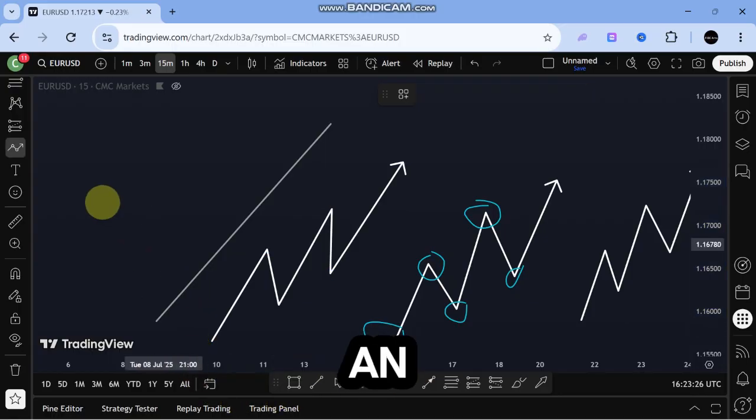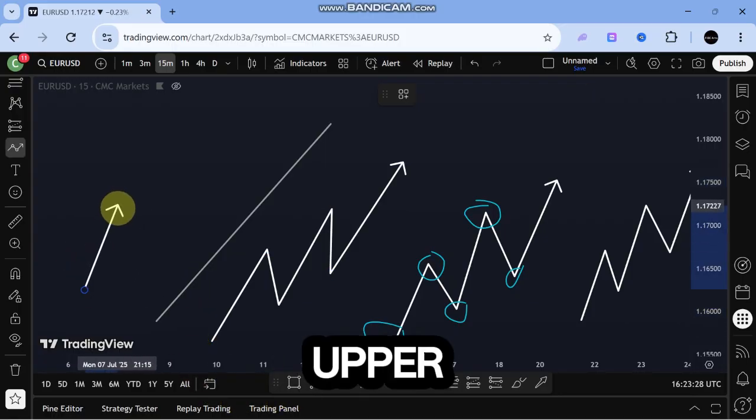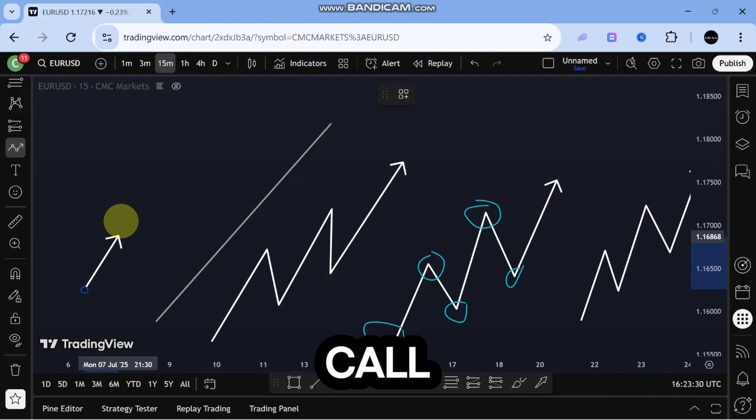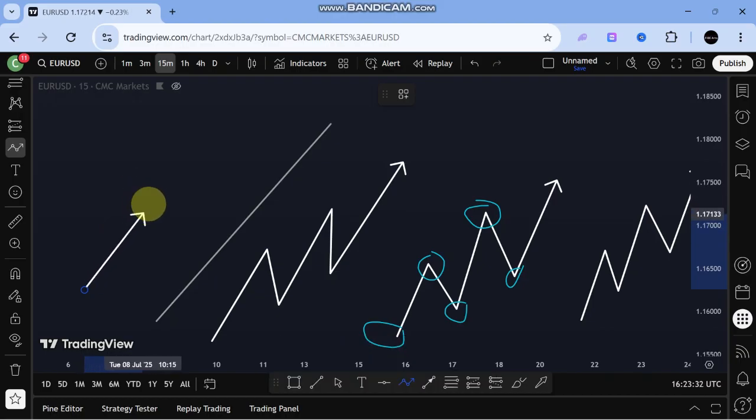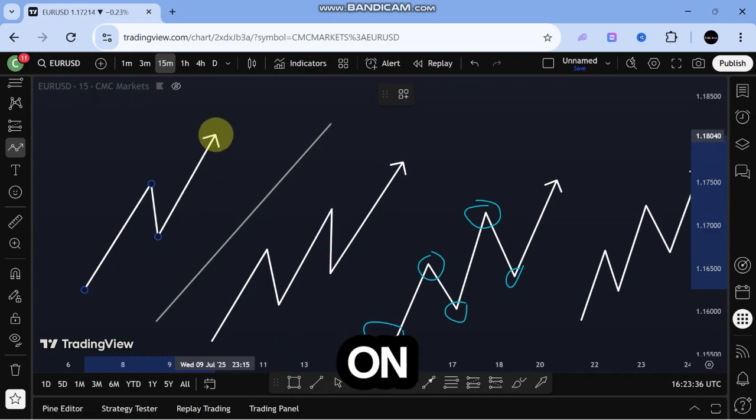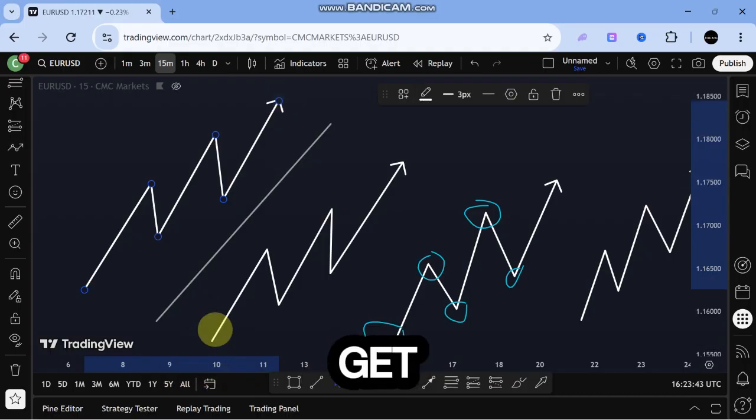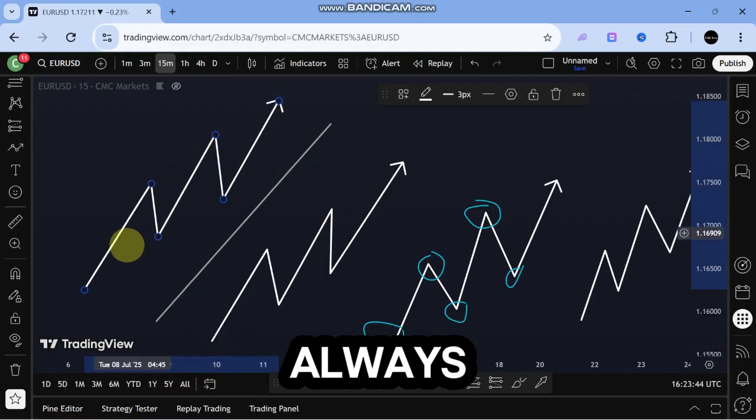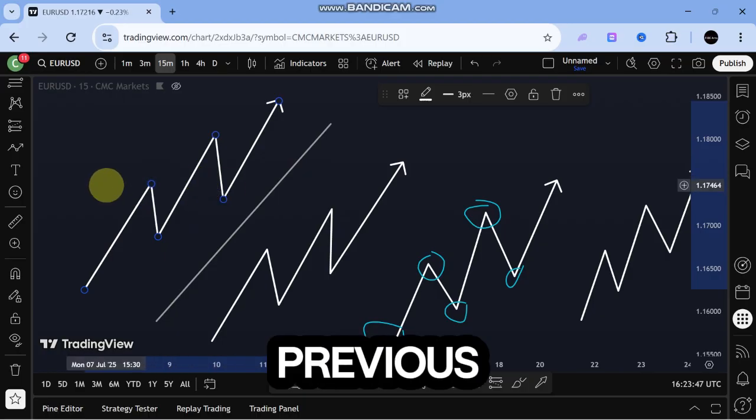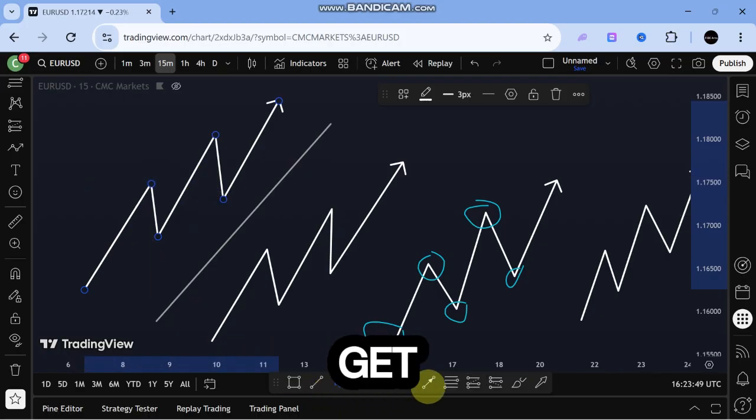So if we're in an uptrend, we see an upward movement, which we call impulsive movement, then we need to see a retracement or correction, and an impulse movement again, a correction or retracement, and an impulse movement again. So this impulse movement always goes higher above the previous high.